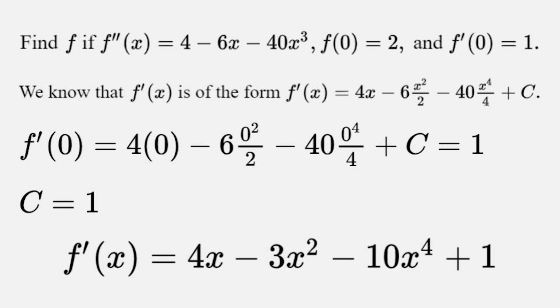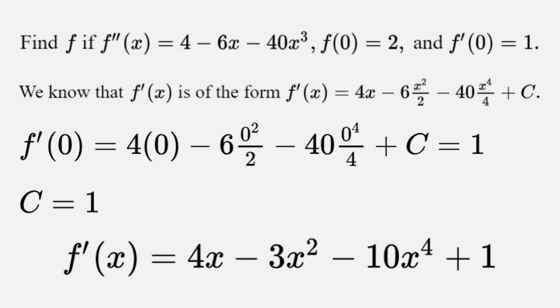And so I know that the first derivative is equal to 4x minus 3x squared minus 10x to the 4th plus 1. And all I did there in this step was I simplified some of the terms. I had 6 divided by 2 to get 3, and I had 40 divided by 4 to get 10. But as always, you do not need to simplify your answers, but it was pretty easy here, so I went ahead and did it anyway.